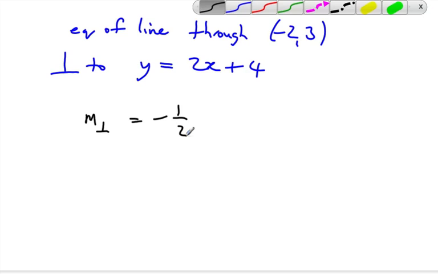Now, all we need for the equation of the line is a gradient and a point. We've got a gradient and a point. There's our gradient, minus a half, and a point is negative 2, 3. So what do we use? We use y minus y1, our standard formula. Y minus y1 equals m times x minus x1. There's our standard formula.